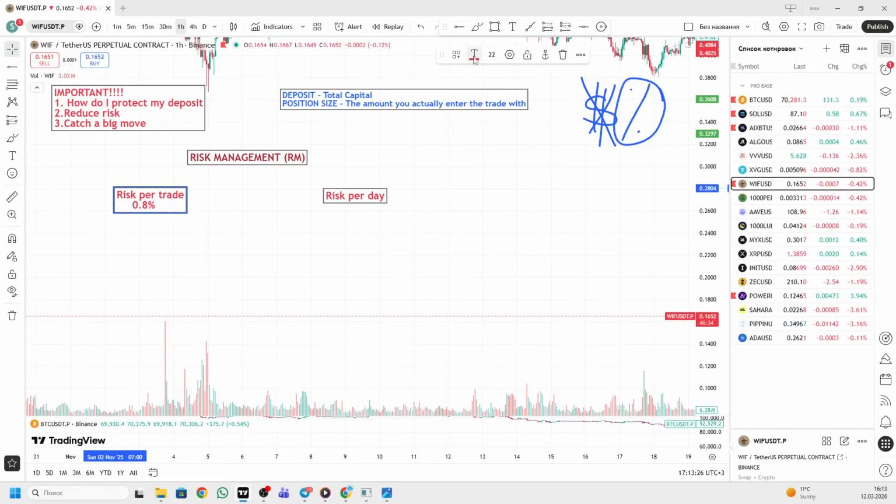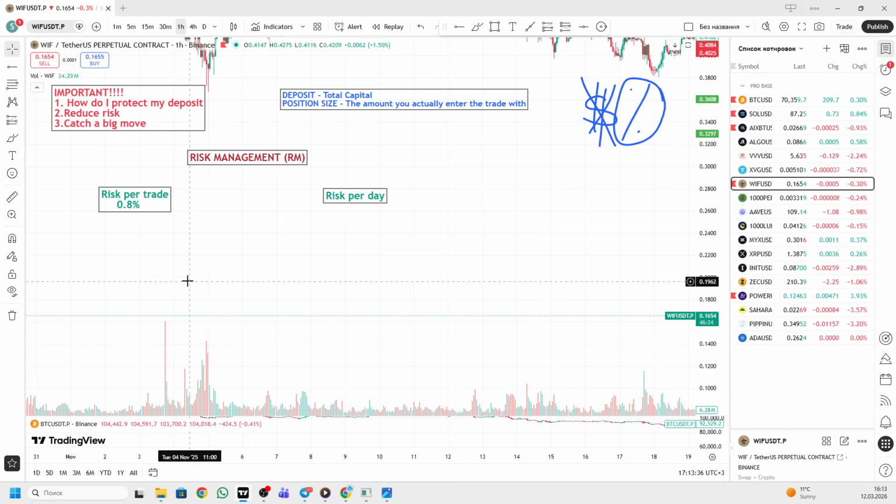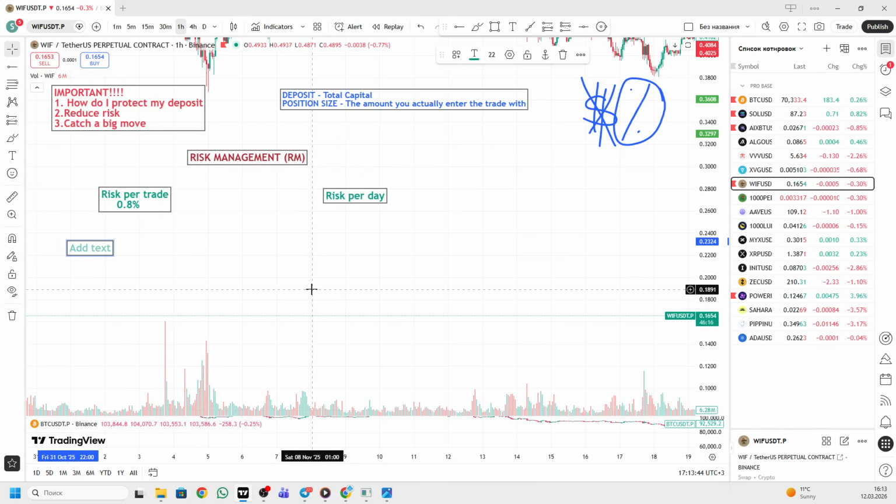Okay. Let's do this like this. Let's put it in green. Okay. Now let's calculate it. We have $100 deposit, okay, and it equals to 0.8%.